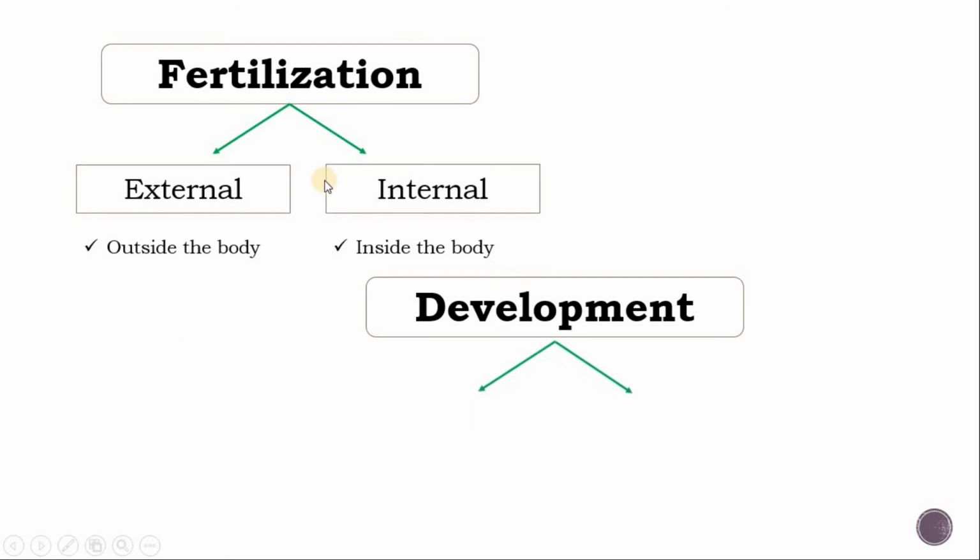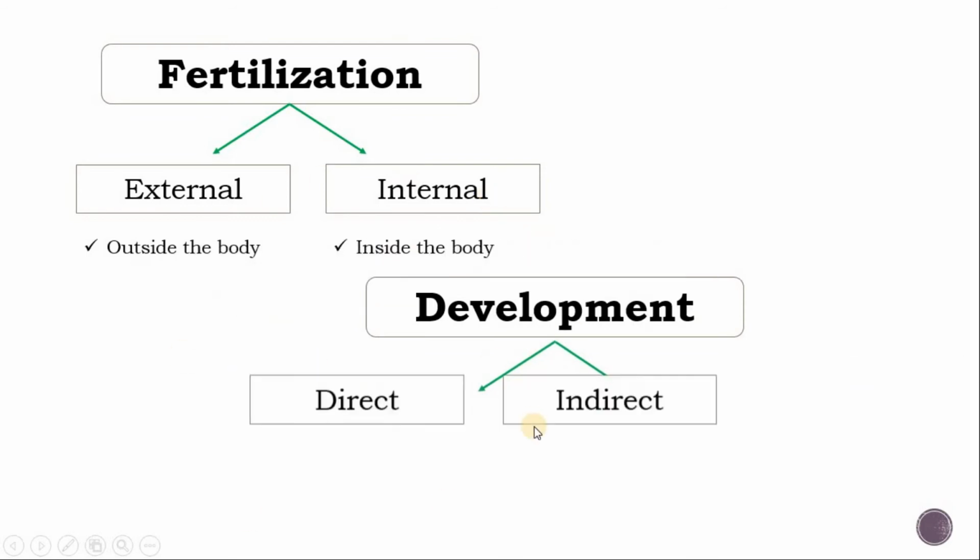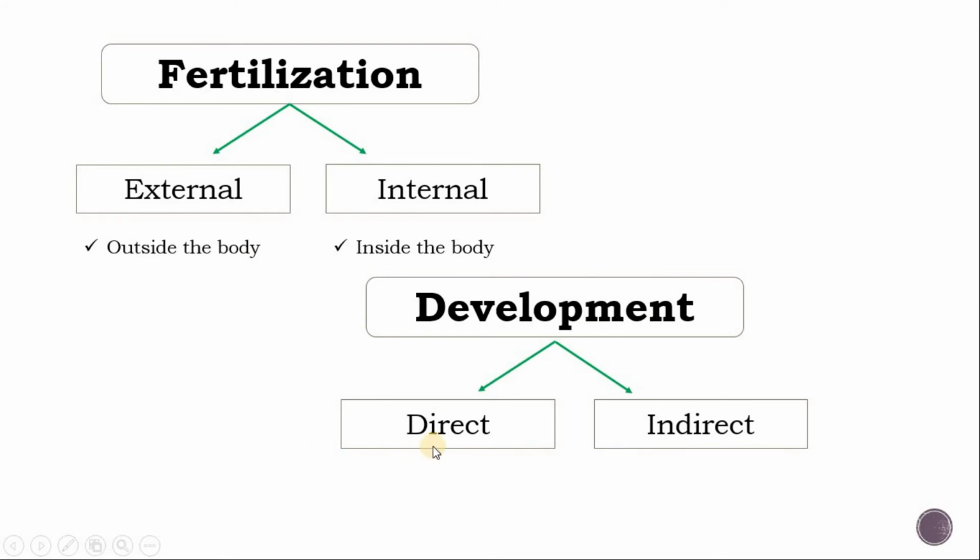Now what about development? After fertilization, there are two types of development found in animals: direct as well as indirect development. In direct development, the egg directly hatches into the adult, or the female gives birth to the young. In indirect development, a metamorphosis process is found: from the egg the larva hatches, from the larva the pupa, and from the pupa the adult comes. So it is known as metamorphosis. Progressive and retrogressive types of metamorphosis are also found in animals.